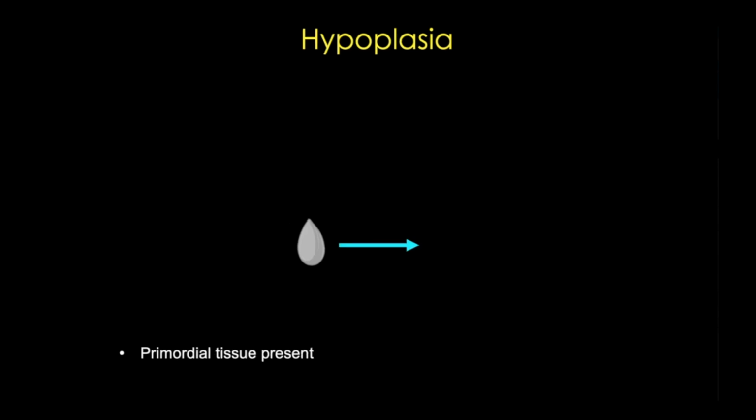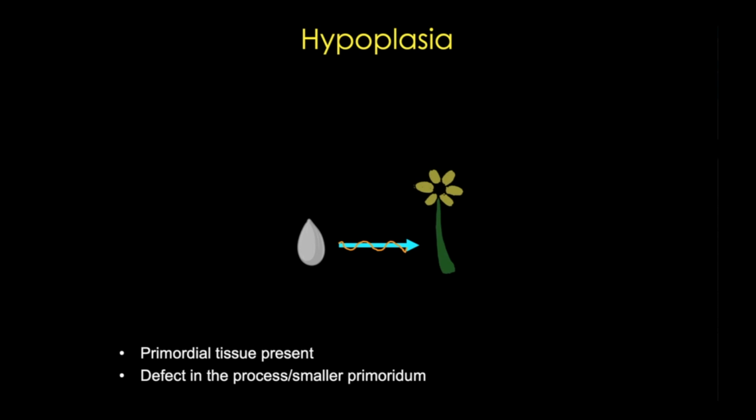Hypoplasia is also caused by a defect somewhere in the growth process. The primordial tissue is present, but it might be smaller. And there is some defect in the process, so now we have an incomplete organ or structure development, and the resulting organ or tissue is smaller, just like this flower.